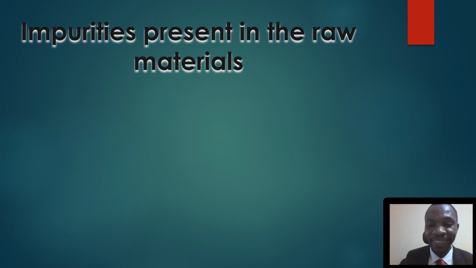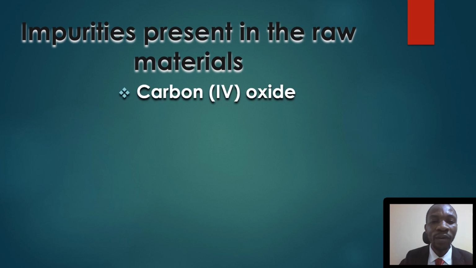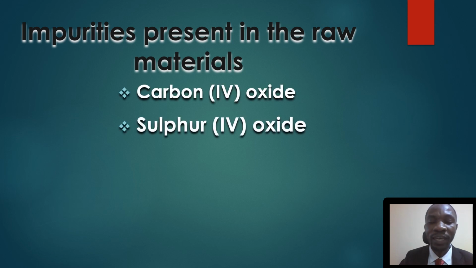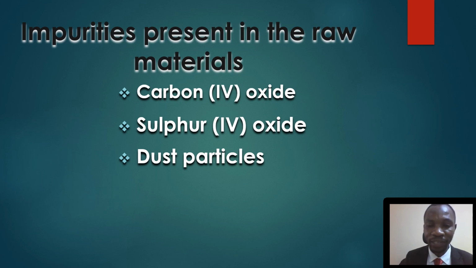Once we have obtained these raw materials, you should know that they contain impurities, and you are supposed to know the names of the impurities that are present in these raw materials, how to remove them, and the reason why we remove them. The impurities present in these raw materials include carbon dioxide, sulfur dioxide and dust particles. All these must be removed before you react nitrogen gas and hydrogen gas to get ammonia.